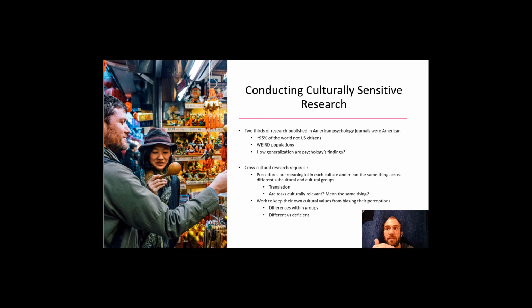Translating something and back translating something is very difficult to do, and making sure that these concepts are understood in cultures, especially cultures that don't interact with these psychological tasks, it's incredibly difficult. Are tasks culturally relevant? Do they mean the same thing?